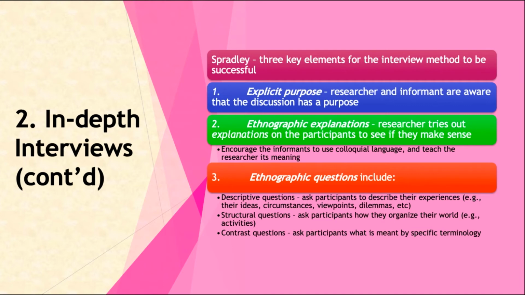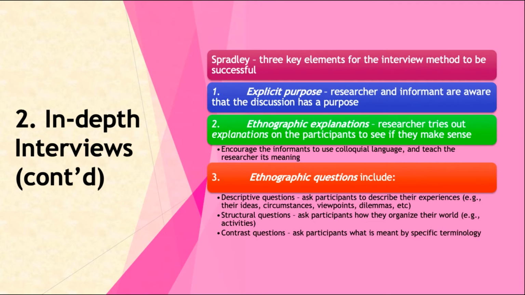Spradley, in a book from 2009 if I'm not mistaken, says that there are three key elements for the interview method to be successful. First, explicit purpose, where the researcher and informant are aware that the discussion has a purpose. It means you cannot just go and interview those informants or participants without telling them the purpose of the study. They should know about it.